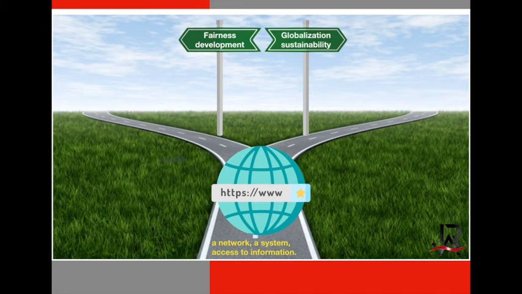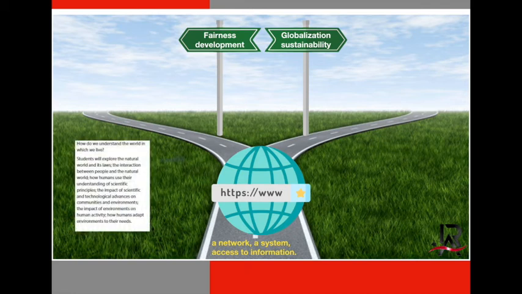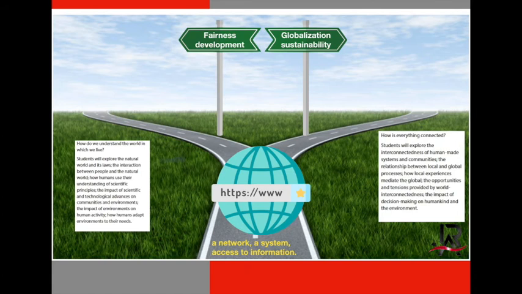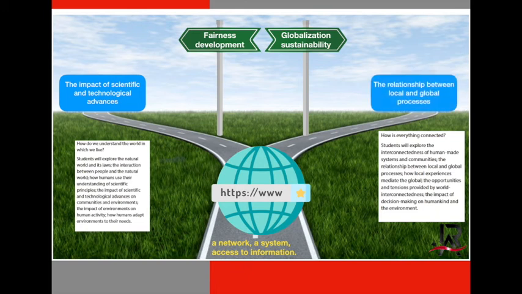We must remember that before we make a decision, we need to look at the exploration in each global context to determine how our inquiry will develop. So, for example, from fairness and development, we may select the impact of scientific and technological advances. And from globalization and sustainability, we may decide to explore the relationship between local and global processes. Now, we should be able to see how the learning that we are about to design may take very different directions, depending on the choice that we make. This is the reason why reflecting on the exploration we will develop is crucial.